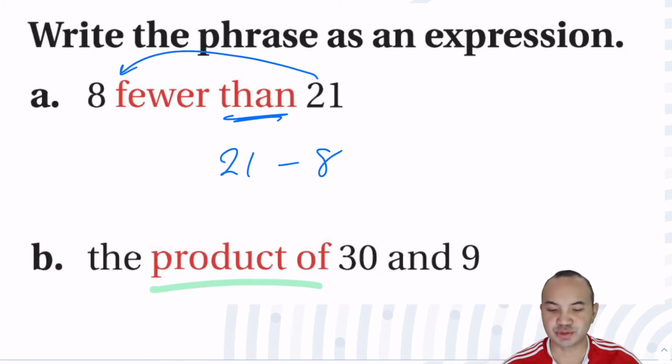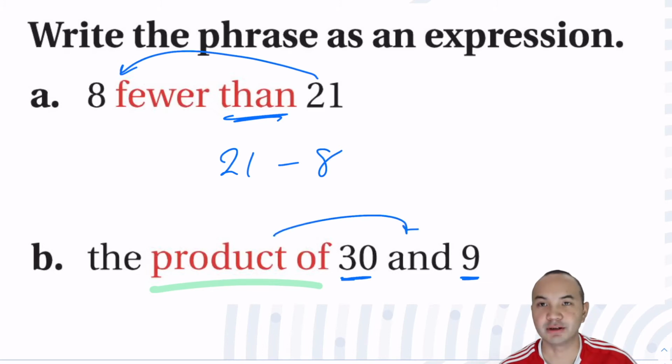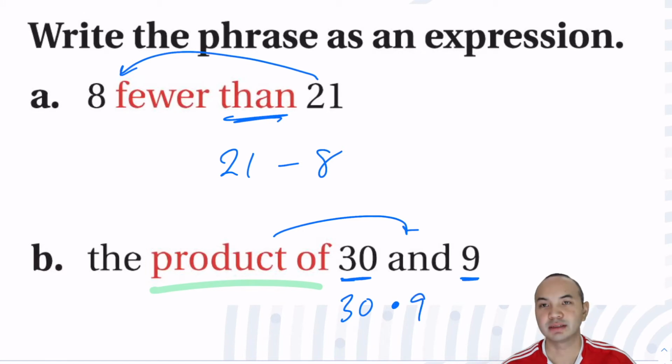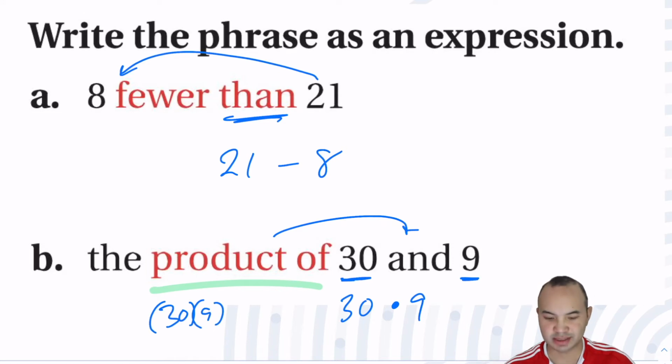Product, that's a word that you should know already from previous years. Product means multiply. So the product of 30 and 9. When you're using these words, product, sum, quotient, difference, you take the first number, second number, they're in the same order. And then "and" is the operator. That's where the symbol of multiplication goes. So the product of 30 and 9 would be 30 times 9. Or you could say 30 in parentheses and 9 also in parentheses.